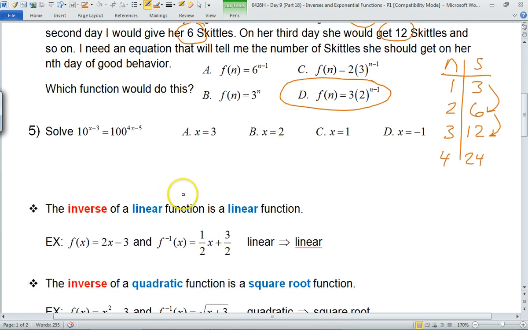Okay, looking at number 5. Again, are you thinking of the 2 different ways that I could solve this? The proper way and the bootleg way. What would be the bootleg way of solving this equation?